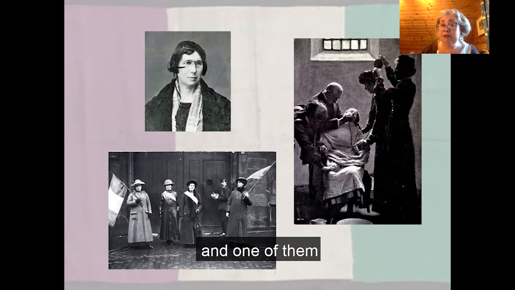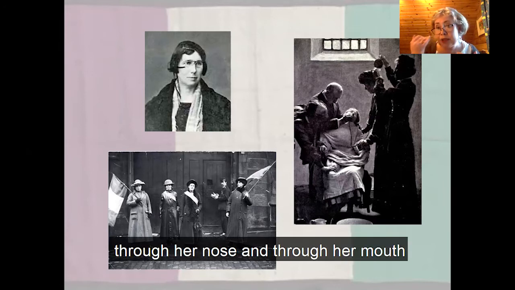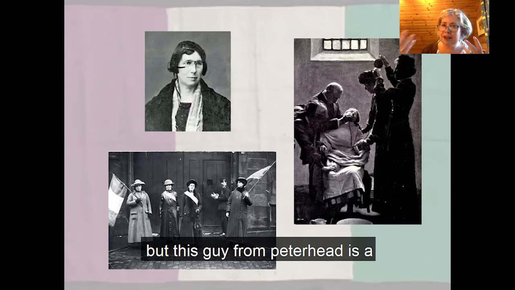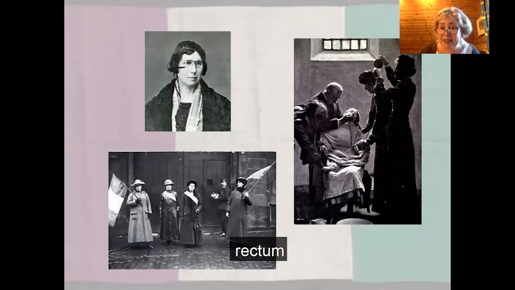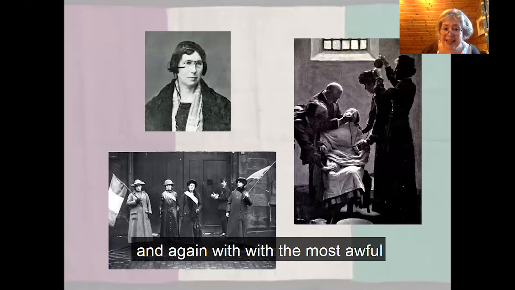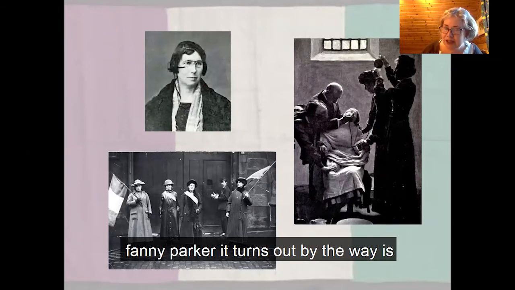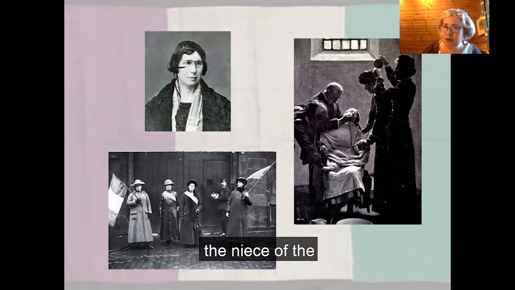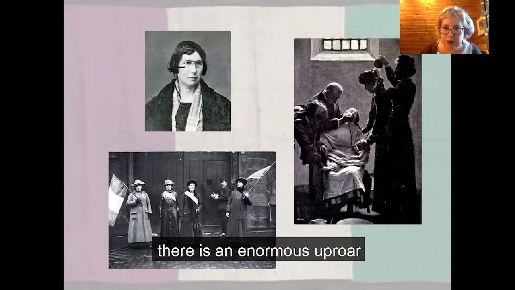And one of them, Fanny Parker, is actually not just force-fed through her nose and through her mouth, but this guy from Peterhead is a bit sort of experimental. He also tries to force-feed her through a rectum. And again, with the most awful consequences. Fanny Parker, it turns out, by the way, is the niece of the war hero, Lord Kitchener. And when the family hear what has happened to her, there is an enormous uproar.